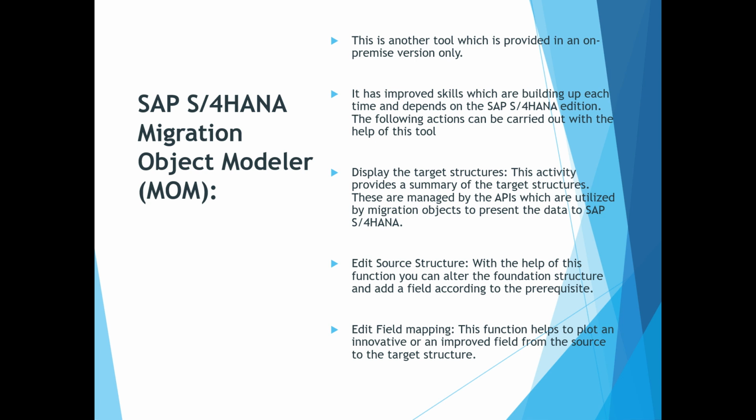So moving on to the SAP S4HANA migration object modeler, which is in short called MOM. This is another tool which is provided in the on-premise version only. It has improved skills which are building up each time and depends on the S4HANA edition. The following actions can be carried out with the help of this tool. Display the target structures. The activity provides a summary of the target structures. These are managed by APIs which are utilized by migration objects to present the data to the SAP S4HANA system. And edit the source structures.